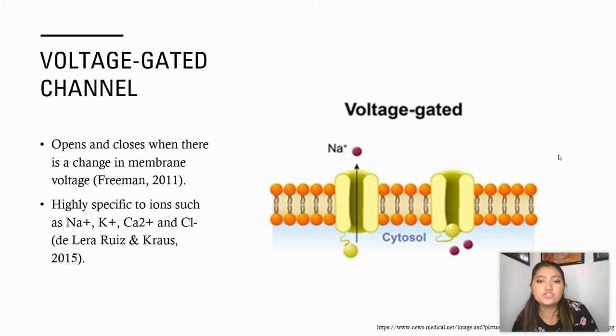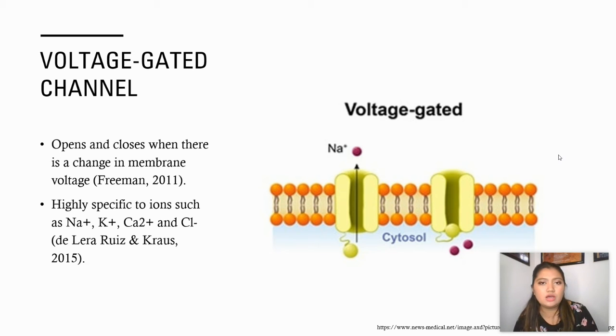These voltage gated channels open and close when the membrane voltage changes, right? Our membranes can be either positive or negative depending on the presence of different types of ions. If we have more positive ions, then our membrane is more positive. If we have more negative ions, then our membrane is more negative. So depending on that, it'll open and close depending on the voltage.